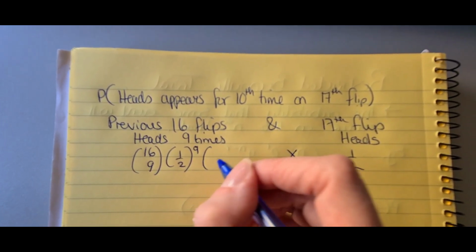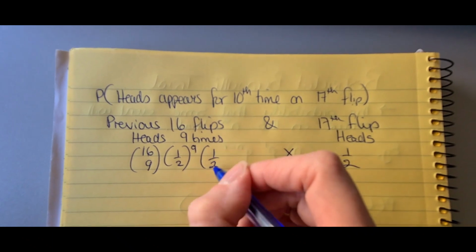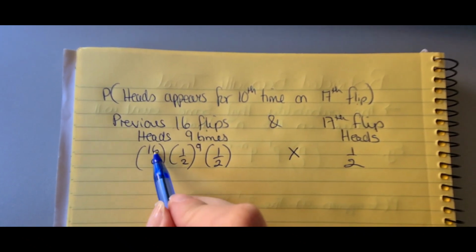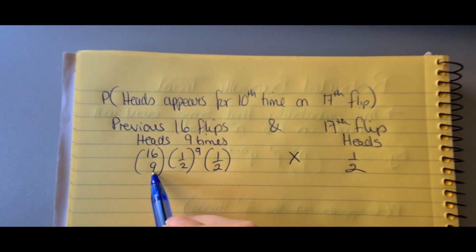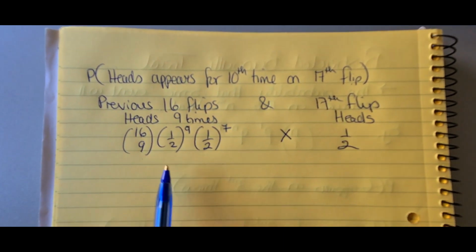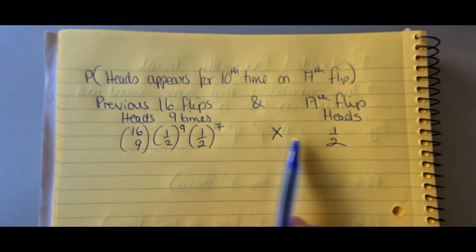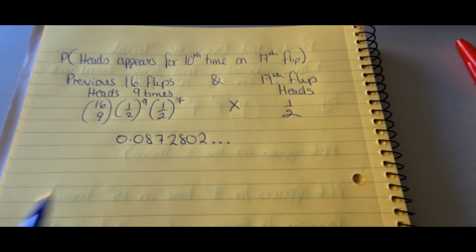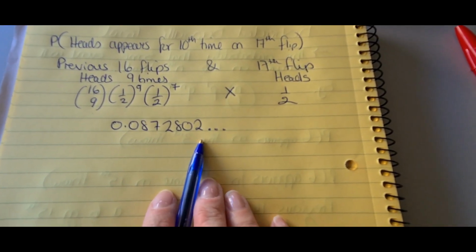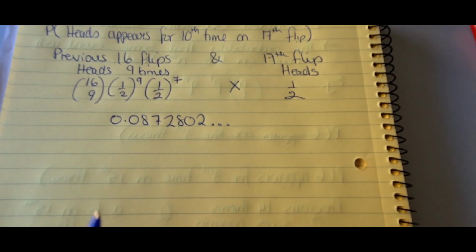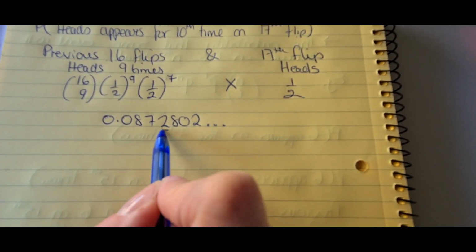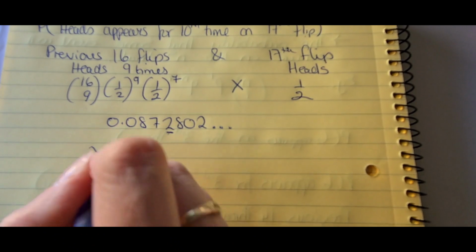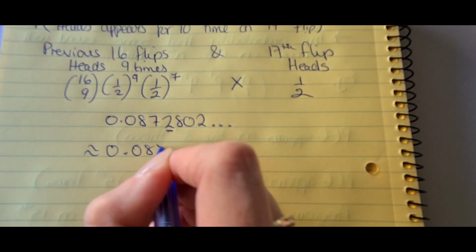Failure will be that you don't get heads, so that's tails. Probability of getting tails is 1/2 to the power of n minus r, so 16 take away 9 is 7. So you're now going to plug all of that into your calculator and multiply it by 1/2 afterwards. Okay, and that gives you that decimal, and the question did say give your answer to 3 decimal places. So for 3 decimal places, I look at the 4th digit after the decimal point, so your answer is approximately 0.087.